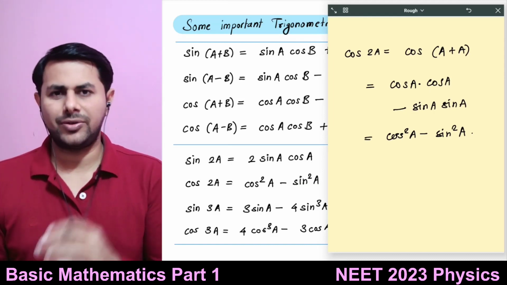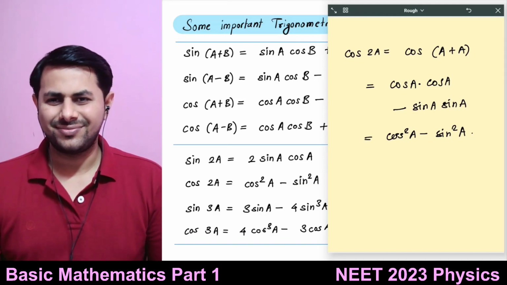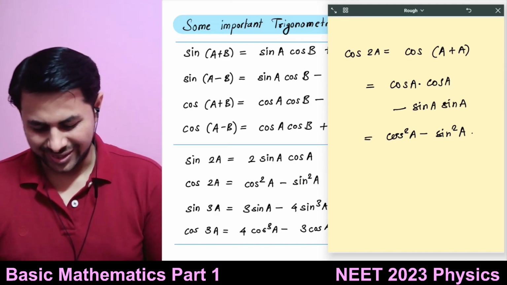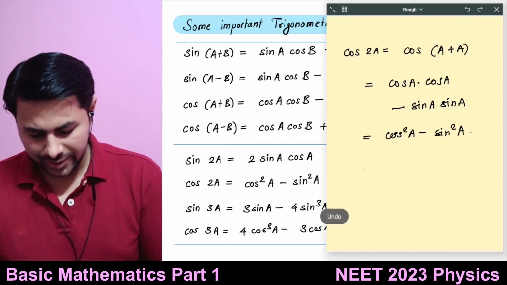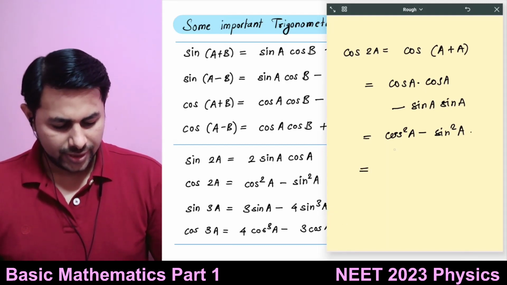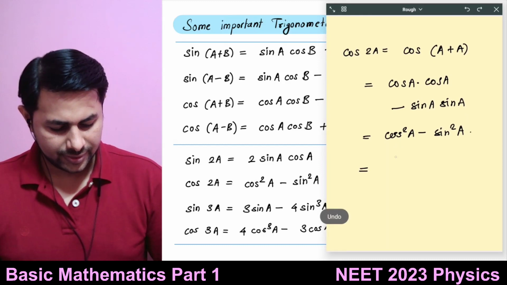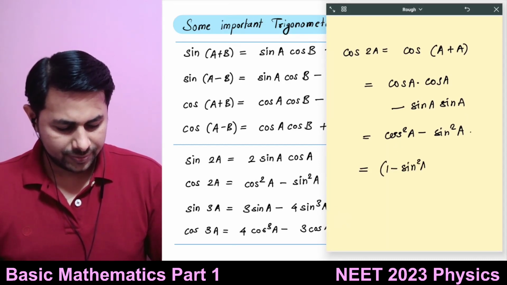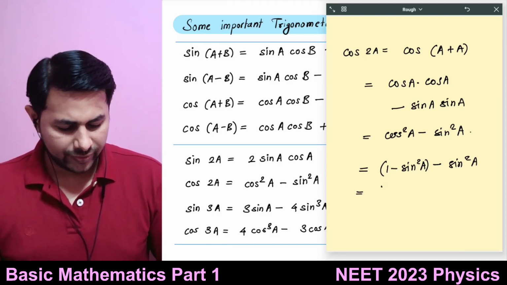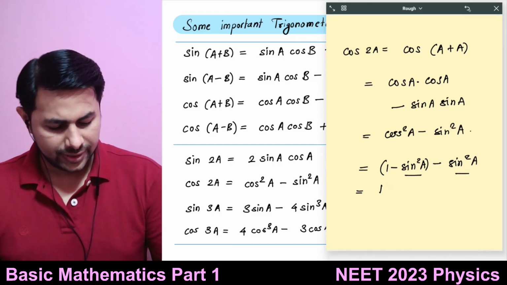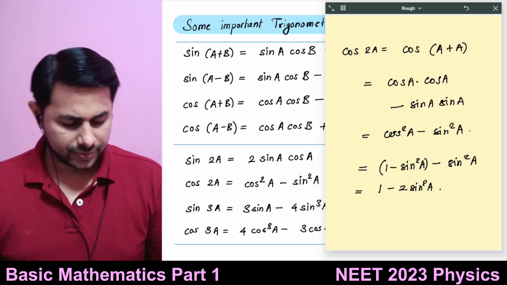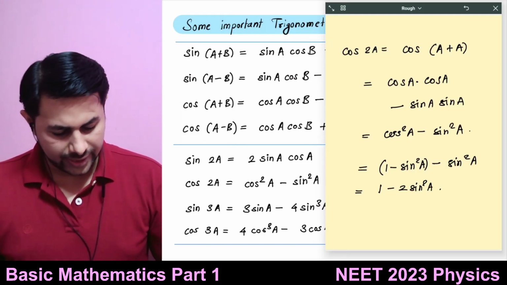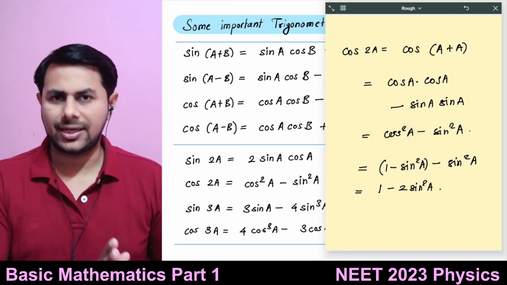All right, then we can substitute. Do you know sin square theta plus cos square theta equals how much? 1. Everybody knows this. So we can write here this cos square a as 1 minus sin square a. And again we have this minus sin square a. So what do we get? 1 minus sin square a minus sin square a, that is 1 minus 2 sin square a.